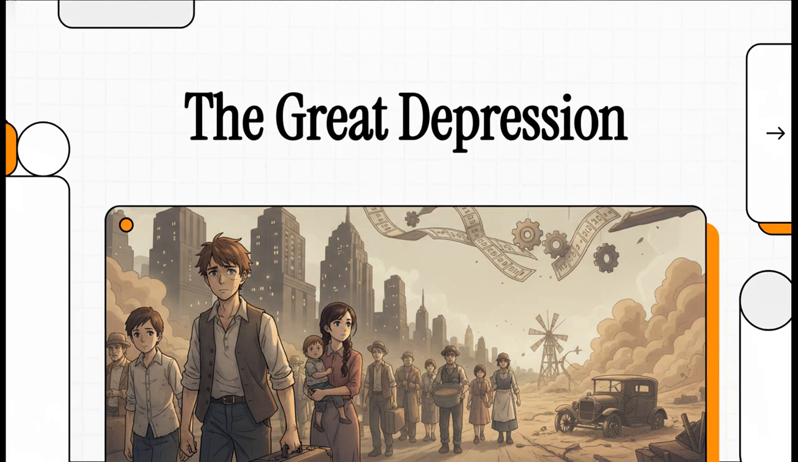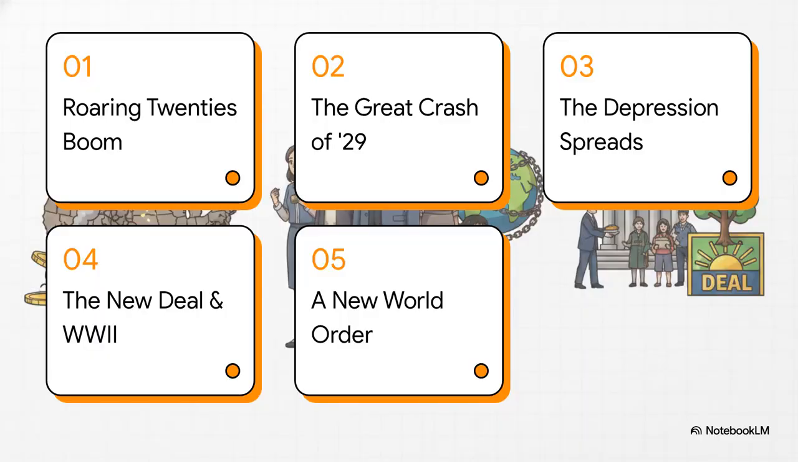Welcome back. Today, we're digging into something huge, one of the most transformative economic events in modern history. We are talking about the Great Depression. All right, so here's our roadmap. We're going to start with the boom times of the Roaring '20s, then see how it all came crashing down. We'll look at how the crisis went global, what it took to recover, and finally, the new world order that emerged from all the chaos.